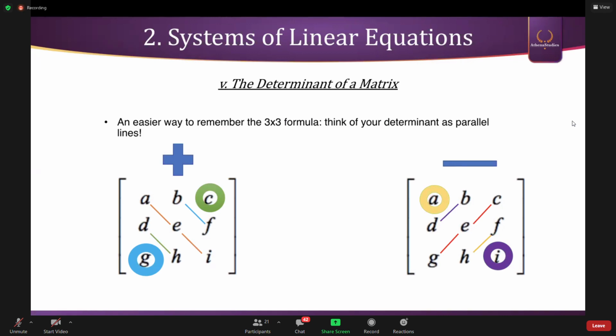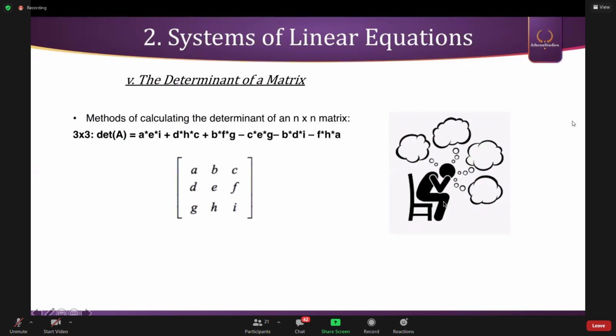Remember, however, that you have to subtract something from it. What do you subtract? Exactly the opposite diagonals. So we're going to subtract diagonal C multiplied by E multiplied by G, minus diagonal B multiplied by D multiplied by opposite corner I, minus diagonal F multiplied by H multiplied by the opposite corner, which is A. And again, if you are to go and check, this is exactly what you should have obtained from the original determinant formula.